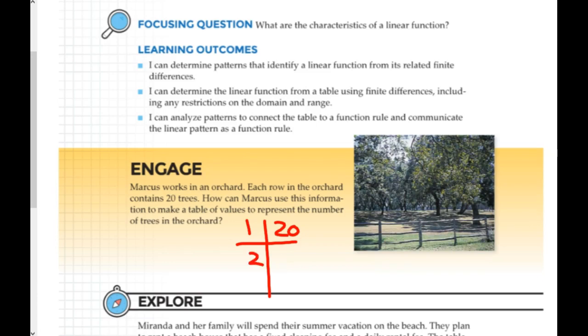So 2 rows would be how many trees? 40. Easy, right? And then 3 would be 60 and so forth, right? So that's an arithmetic, linear understanding, right? So let's do an explore.